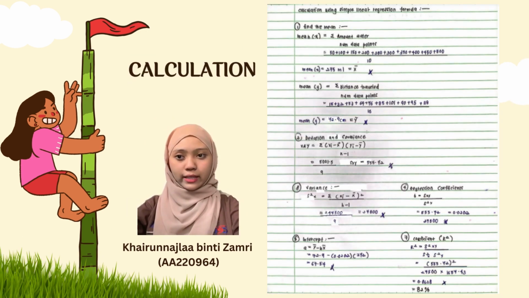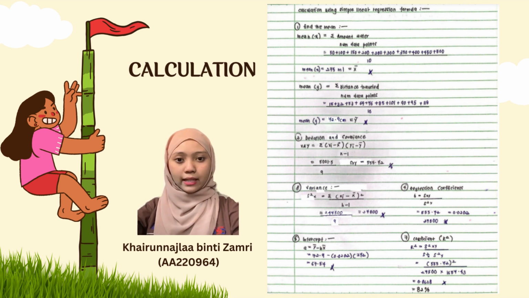Finally, for the calculation, I made some calculations using simple linear regression. Firstly, I found the mean for amount of water, and the answer is 275 ml. Next is distance traveled, which is 72.9 cm. And then I found the deviation and covariation, variance, regression coefficient, intercept, and the last one is the coefficient of determination.